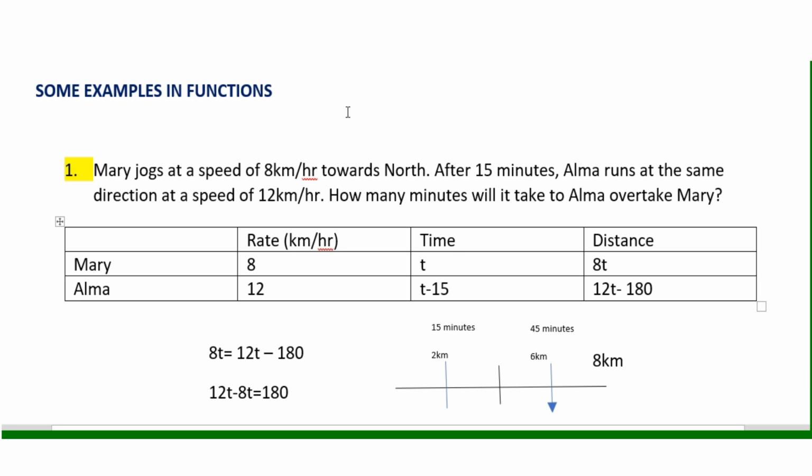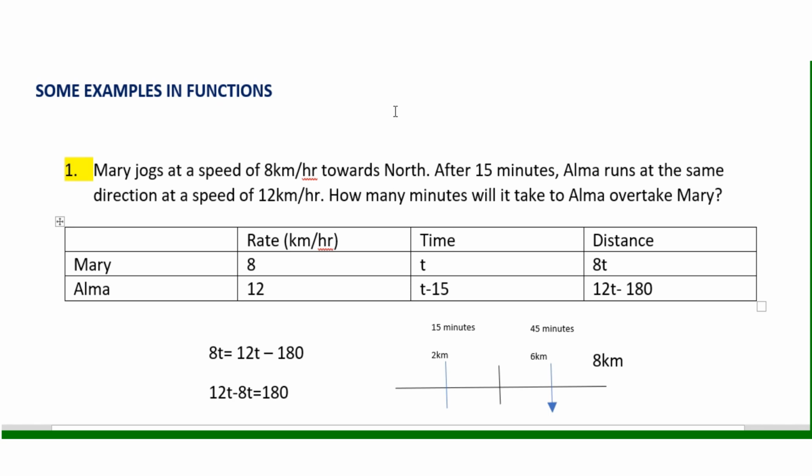So I will read the first example. Mary jogs at a speed of 8 km per hour towards north. After 15 minutes, Alma runs in the same direction at a speed of 12 km per hour. How many minutes will it take Alma to overtake Mary?